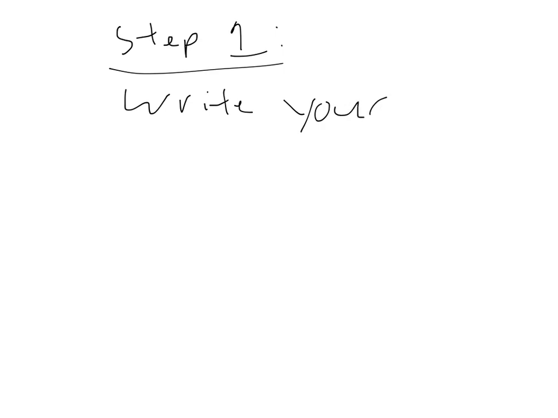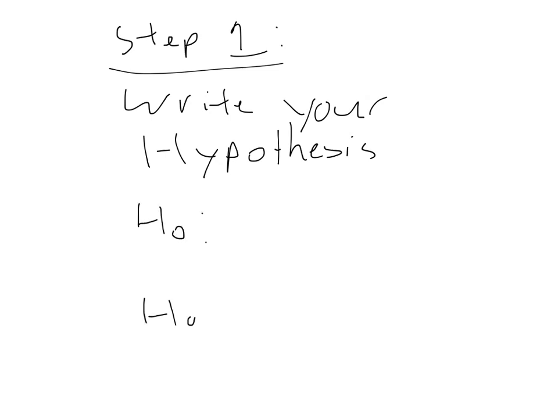Alright, so I'm going to be going over traditional hypothesis testing that we learned earlier this year. To begin, step 1 is to write your hypothesis. There are two different ones you have to write out. The first hypothesis being the null, the second being the alternative. The null is shown above as H0, and the alternative is shown as HA.